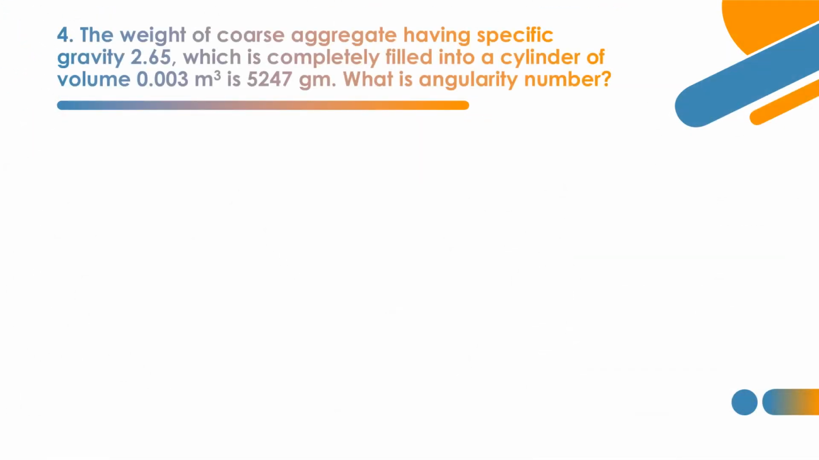This question is also based on a similar aggregate test. The weight of coarse aggregate having specific gravity 2.65, which completely fills a cylinder of volume 0.003 cubic meter, is 5247 grams. So the weight of coarse aggregate is given as 5247 grams, and we have to calculate the angularity number. There is one simple formula for angularity number calculation. We have all the known data. Just fit that data into the formula for angularity number so that we can get the answer. Here the answer is option D, 1%.